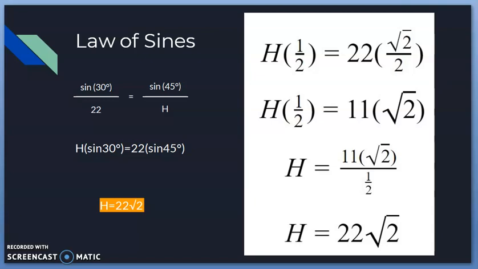This will be the end of part 1 for SLOs 15 and 16. Come back to the next videos where I will be discussing an SSA triangle and how that works, as well as the law of cosines.